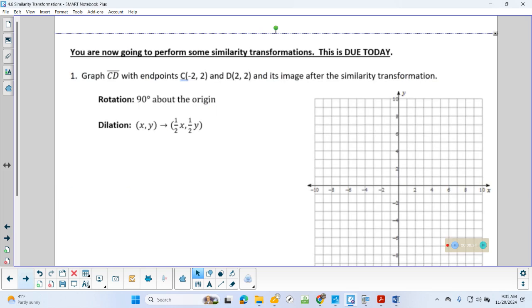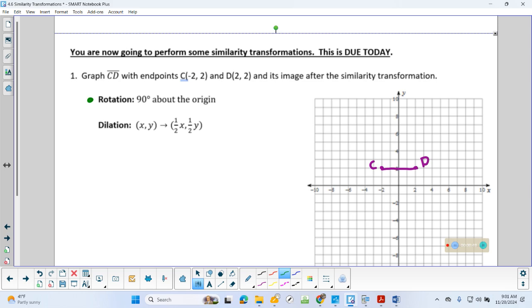So graph segment CD, obviously we know how to graph it. Don't forget, we've talked about this in the past. Do the transformations in the order they give them to you. So I'm going to start plotting C at -2, 2. Label, of course, right? Label. D at 2, 2. So there's my segment. Okay, in order. From the purple segment, I'm now going to do the green.